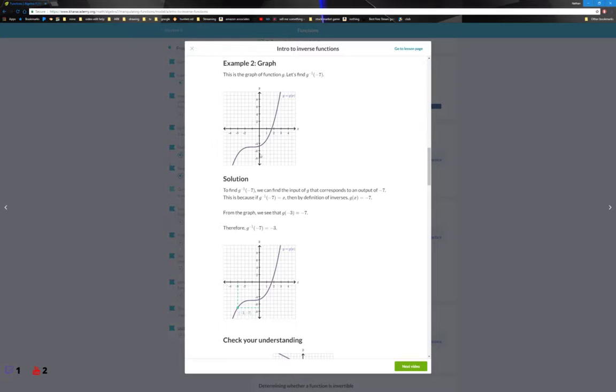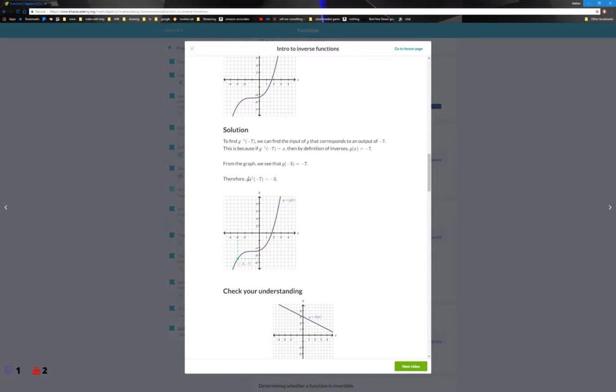From the graph, we see that g of negative 3 equals negative 7. So negative 3 along the x-axis equals negative 7 along the y-axis. From the graph we see, yep, and therefore g inverse of negative 7 is negative 3.